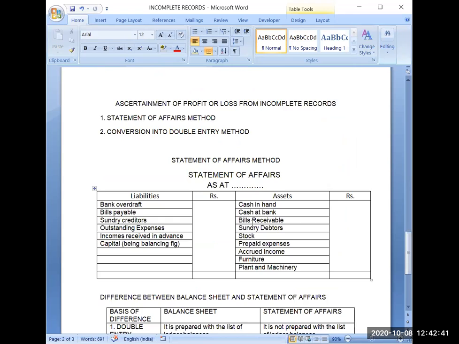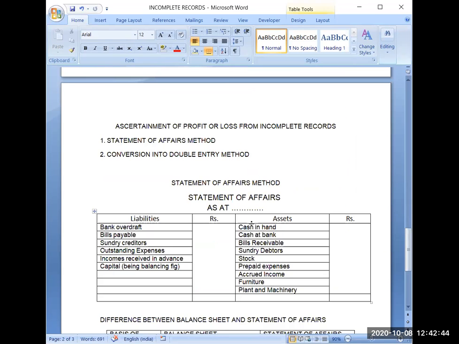Then how will you calculate the profit and loss under incomplete records? What is the method of calculating profit and loss under the incomplete records when we are not having proper information for our expenses and incomes? We are not having complete information regarding our transactions. We will not be having proper record of our purchases and sales. So there are two methods, statement of affairs method and conversion into double entry method. The second one has been deleted from the syllabus for this year. So only one method will be there in your syllabus now, statement of affairs method.